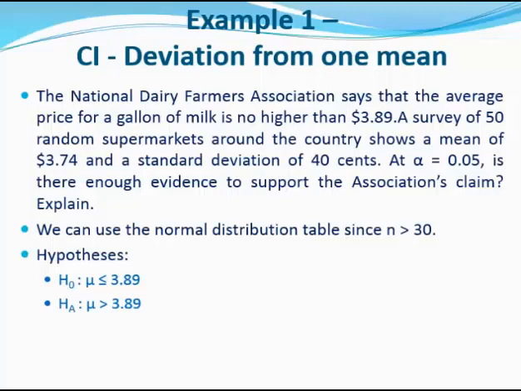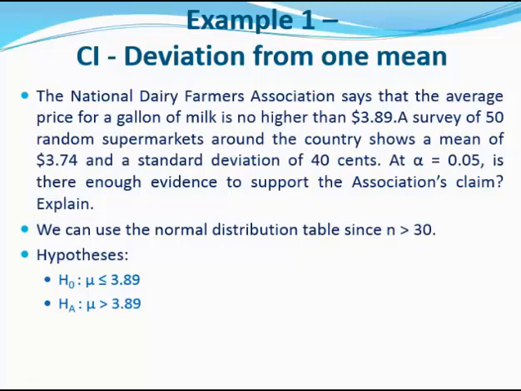Okay, let's look at an example. Let's take an example from scratch and we'll do the whole thing. The National Dairy Farmers Association says that the average price for a gallon of milk is no higher than $3.89. A survey of 50 random supermarkets around the country shows a mean of $3.74 and a standard deviation of 40 cents. At alpha, which means the confidence interval, that's that little Greek letter over there, is 0.05, which is the same thing as saying 95% confidence interval.